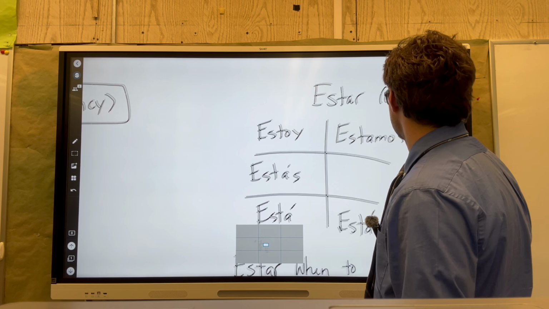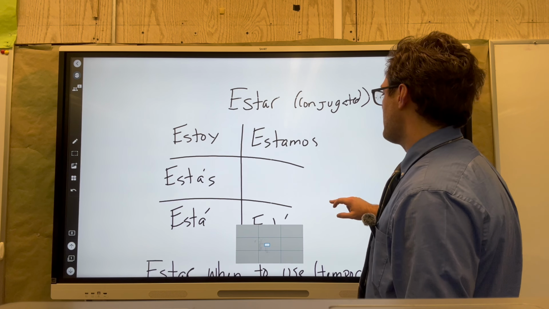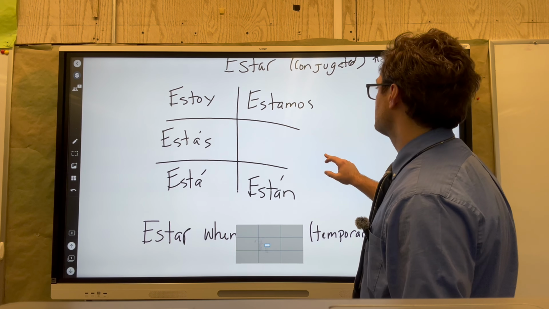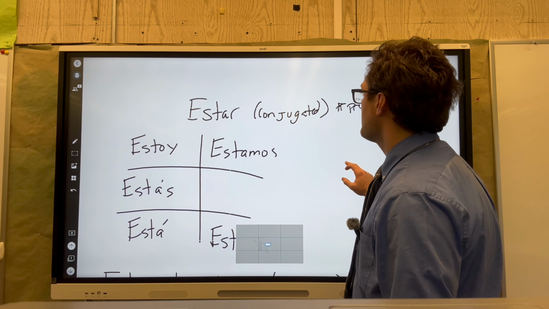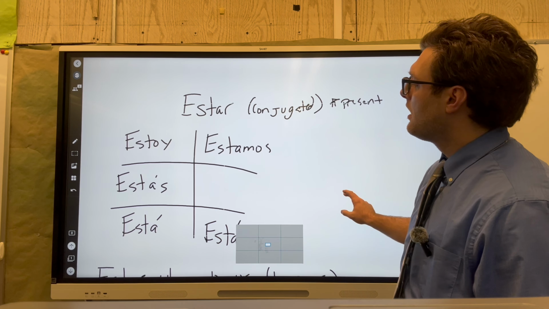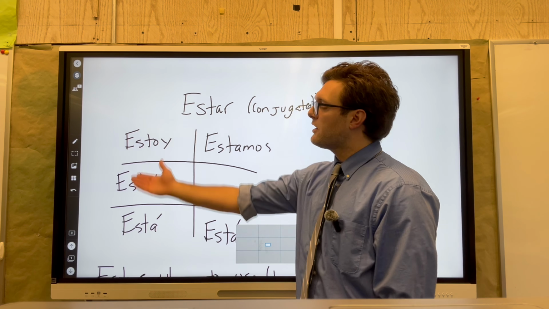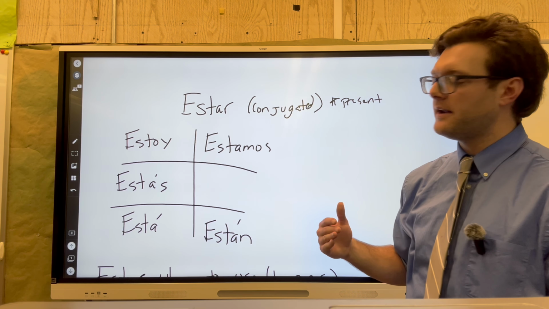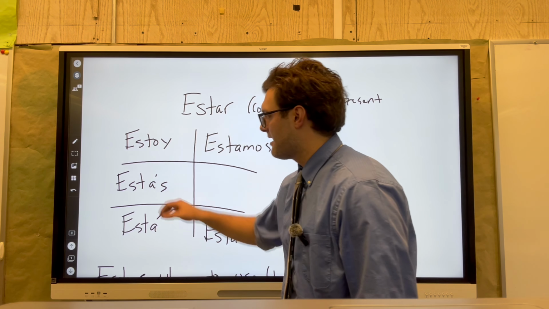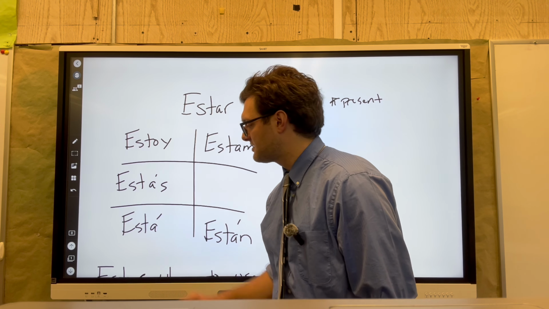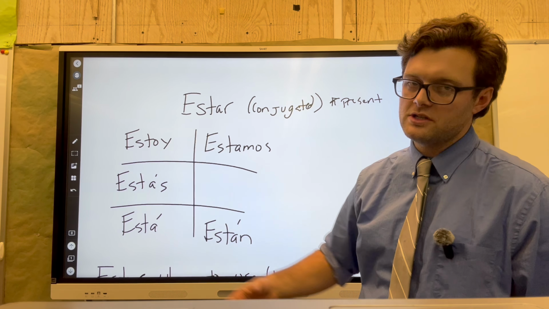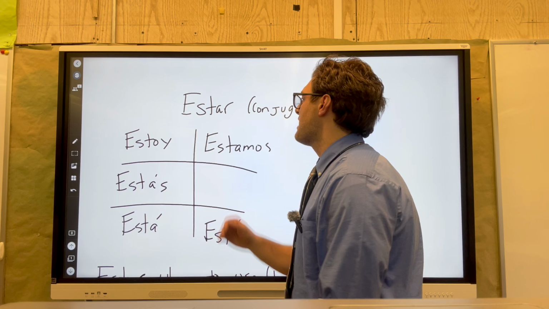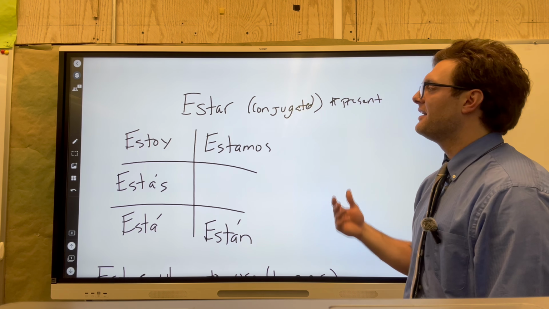And first things first, I want to dive into how exactly it is conjugated, which I have right here. So, let's bring it back to our English. All right. So, estoy is I am. Estás is you are. Está is he is, she is, it is. Estamos is we are. Están is they are.